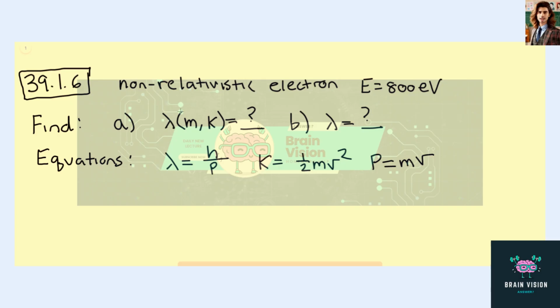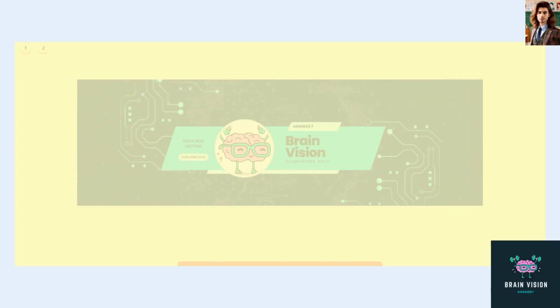Okay, in this problem we have a non-relativistic particle with mass. We are asked to find the wavelength of this particle in terms of its mass and its kinetic energy. And once we have this expression, we're asked to find specifically the wavelength of an electron with 800 eV of kinetic energy. The equations we'll use are the definition of a de Broglie wavelength in terms of h, Planck's constant, and momentum. We also need the simple definitions for kinetic energy and momentum. All right, let's jump into it.